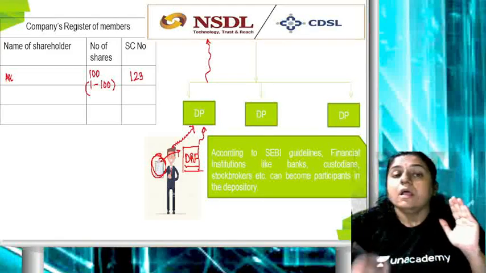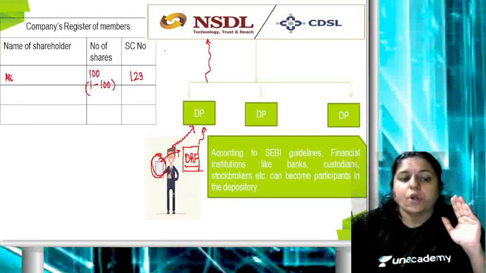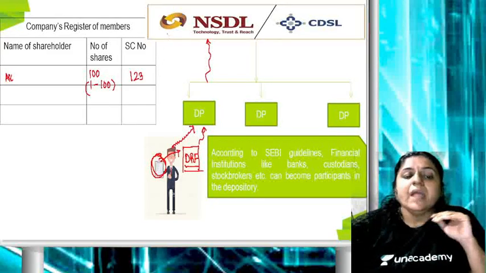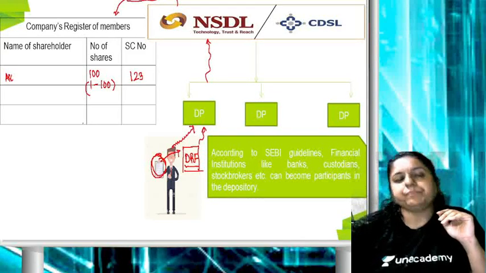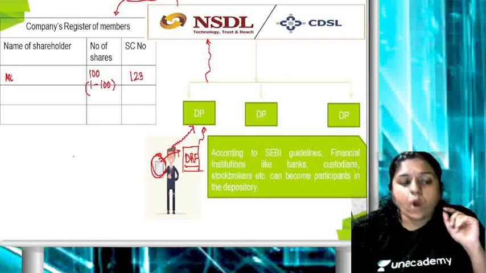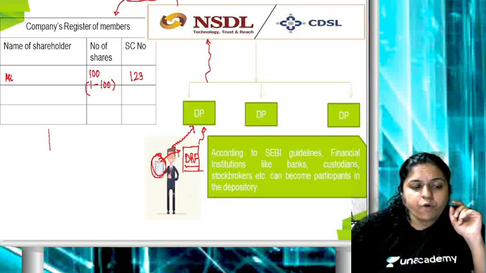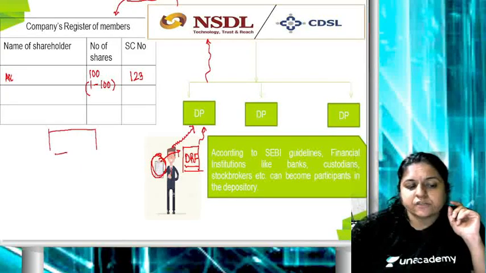Now what will NSDL do? NSDL will forward this application to the company. The company gets the form plus the share certificate. Now what is the share certificate number? 123. And what is the series? 1 to 100, and 100 shares are mentioned over here.